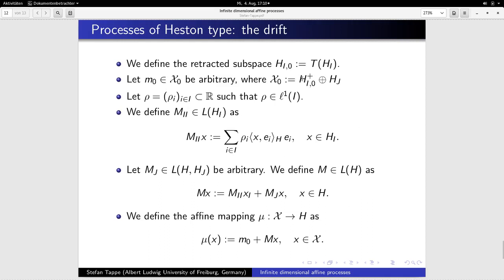Then again, we define the retracted subspace and consider the affine mapping mu, the drift. M0 again should belong to the smaller space of initial conditions. And if we consider capital M, it has this structure here. So Mj, the second component here, can simply be any linear operator. And this first component here is just as for the previous example. It has this diagonal structure along the orthonormal basis, and again, rho must be an L1 sequence. Then all the assumptions that we have seen can be checked again, and as a consequence, for the second example, we again get the existence of unique strong solutions.